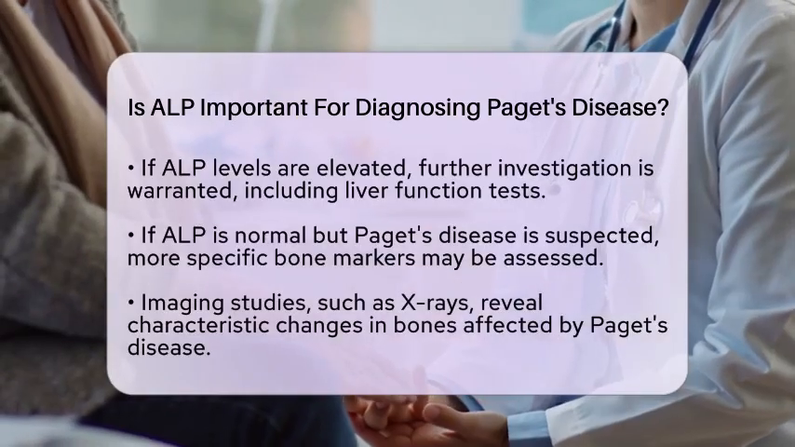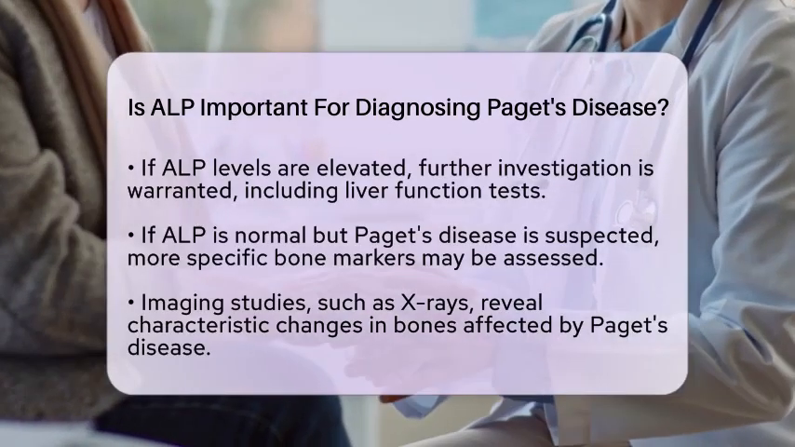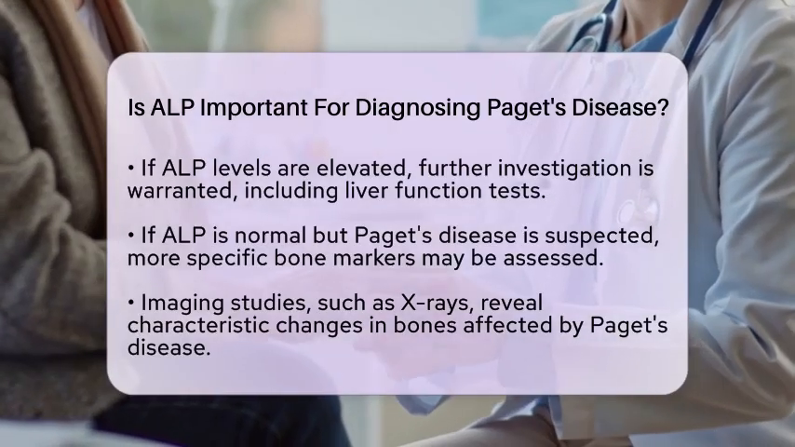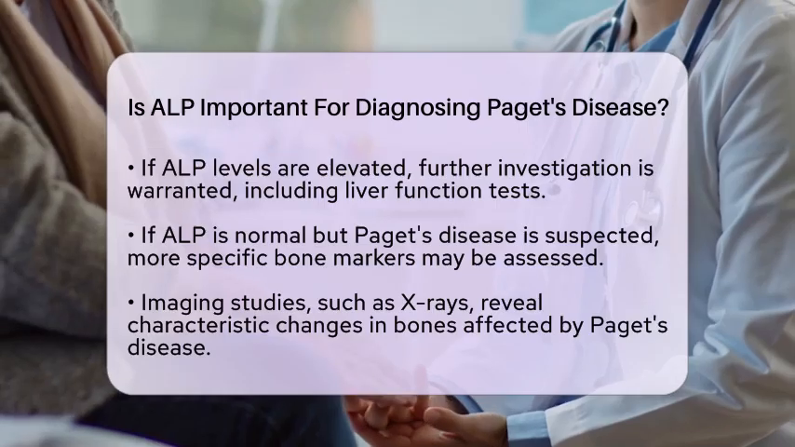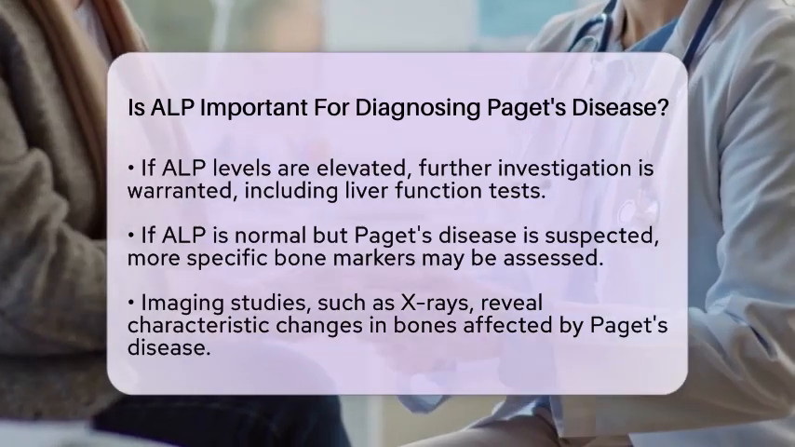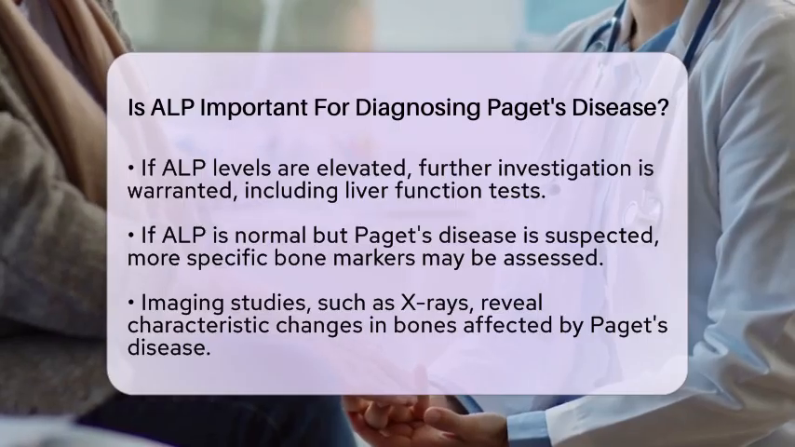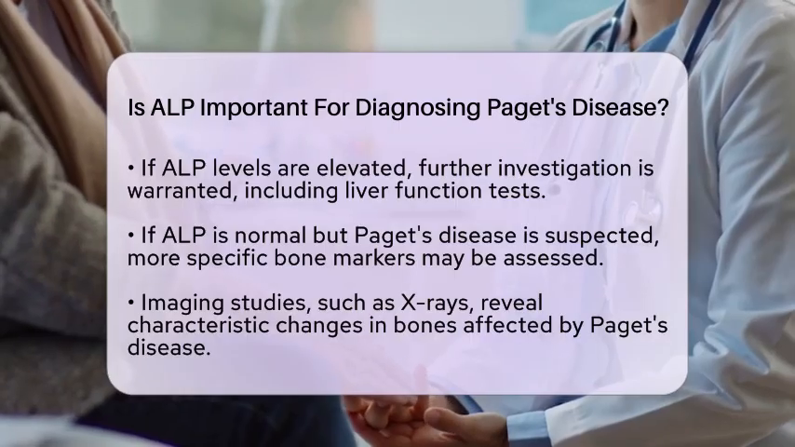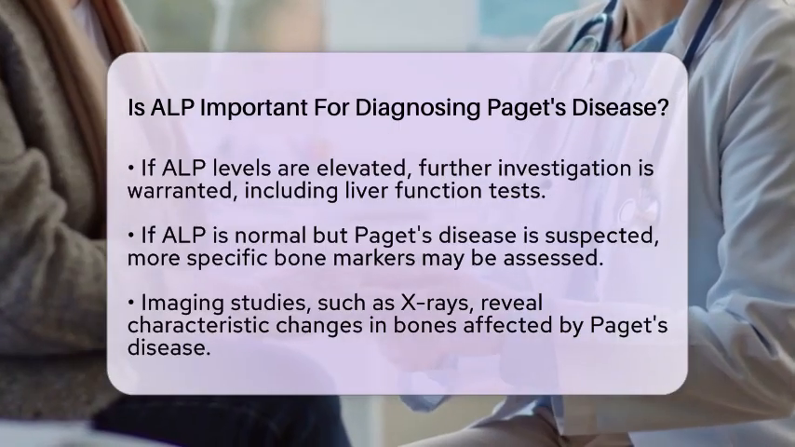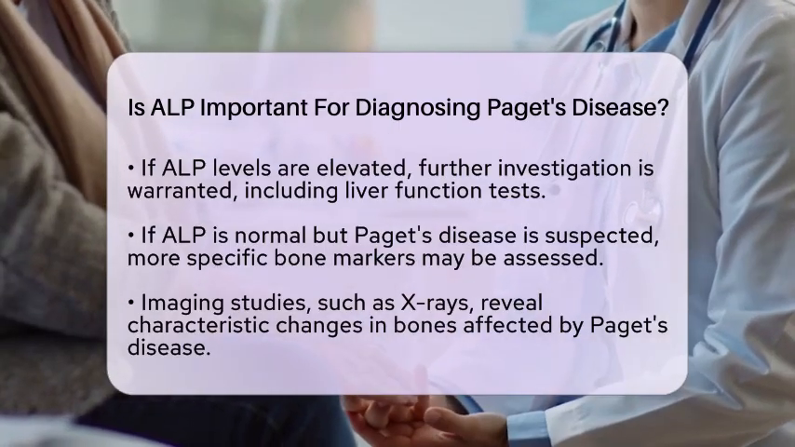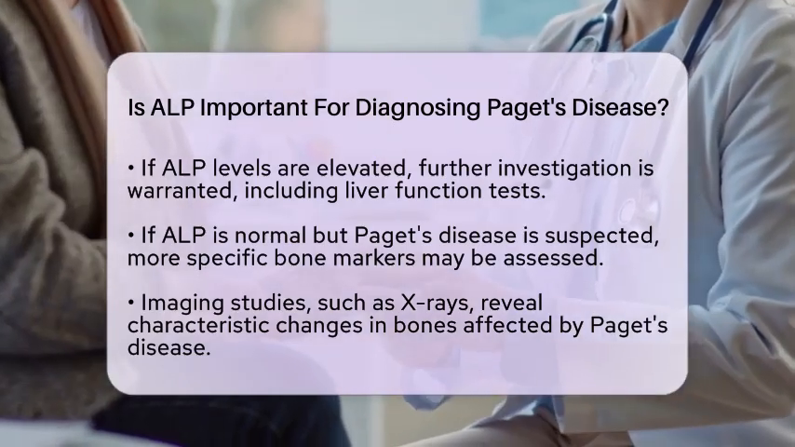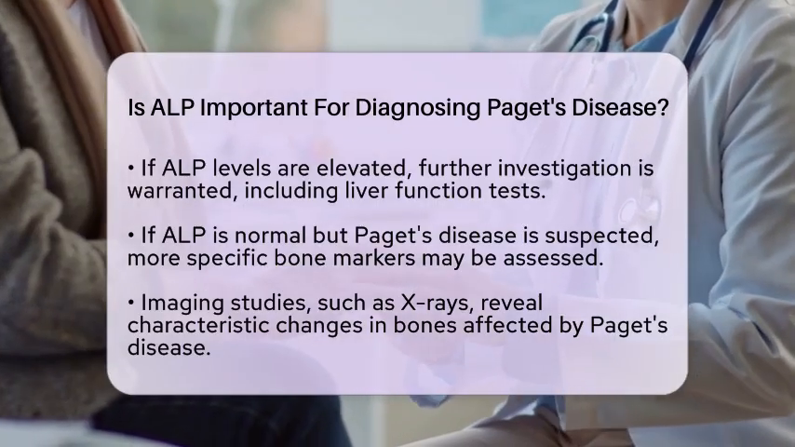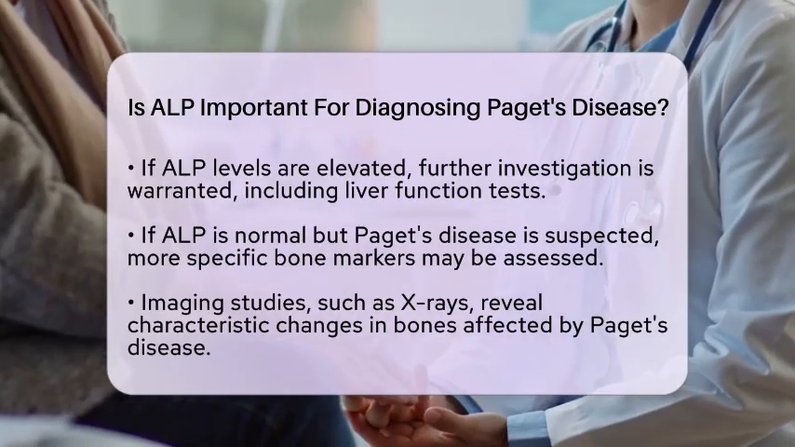X-rays can reveal characteristic changes in the bones affected by Paget's disease, such as enlargement and abnormal lesions. Bone scintigraphy, or bone scans, can help identify the extent and activity of the disease by highlighting areas of increased bone turnover. These imaging techniques complement ALP testing, providing a more comprehensive view of the patient's condition. ALP levels are also valuable for monitoring treatment response. Successful treatment typically leads to a reduction in ALP levels toward normal, indicating that the disease is being managed effectively.